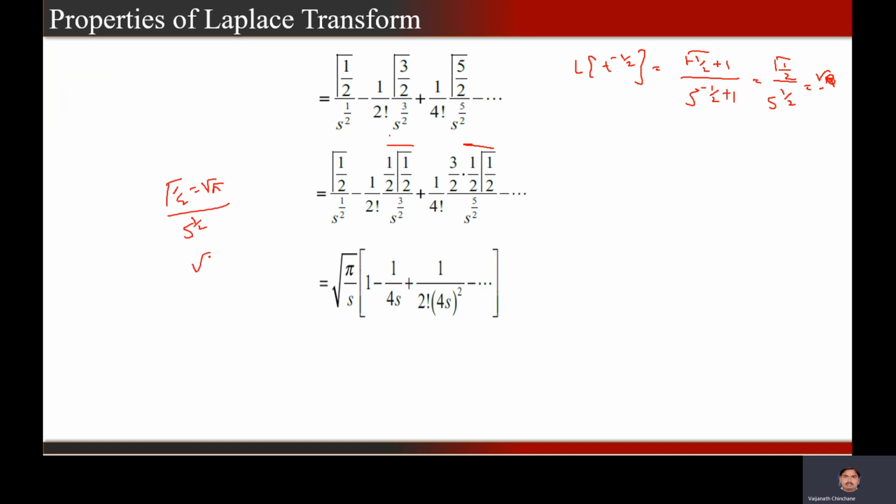Means under root pi, and this is s raised to half, which is nothing but under root pi by s. From the numerator we take gamma of half outside, and from the denominator we take s raised to half. So we have under root pi upon s into this term, and this series is the series of e raised to minus 1 by 4s.